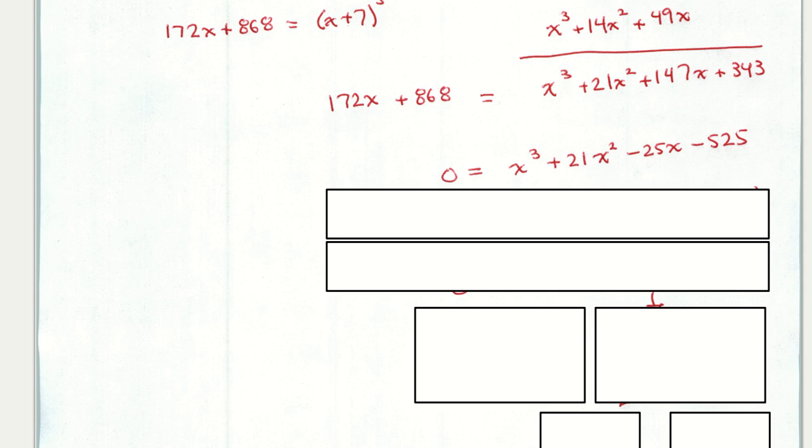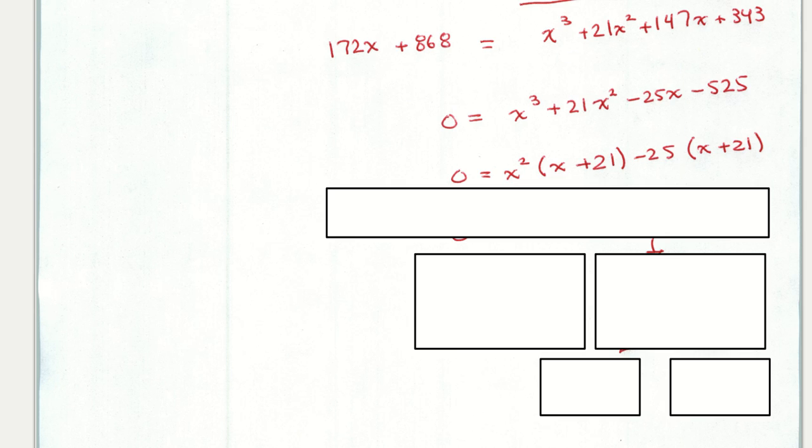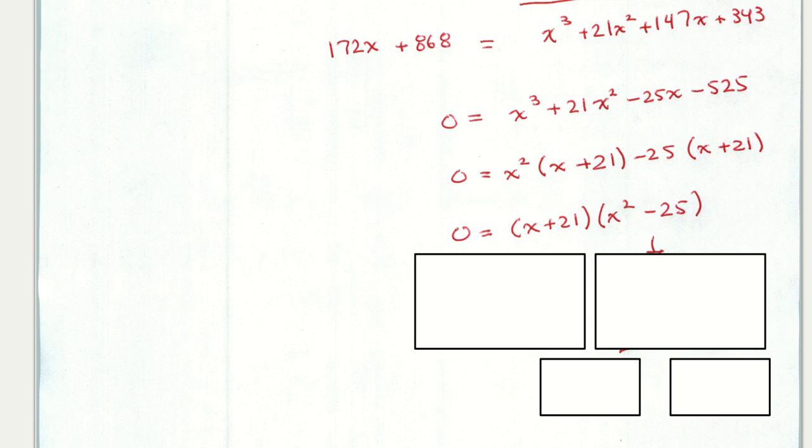Out of the first pair comes an x squared, and that 21 is left behind. So we're going to see if we can factor out a negative 25 to leave x plus 21 behind in the second pair. So get out a calculator and check that negative 25 times positive 21 is in fact negative 525. Now we're going to factor out the common factor of x plus 21. That leaves an x squared minus 25 behind.